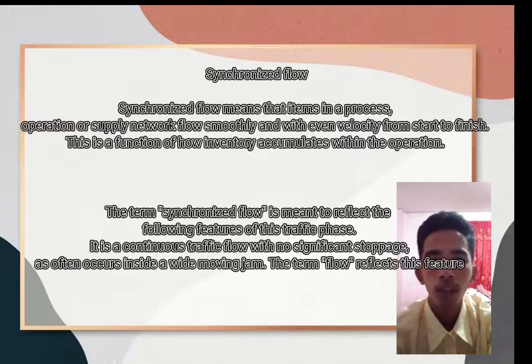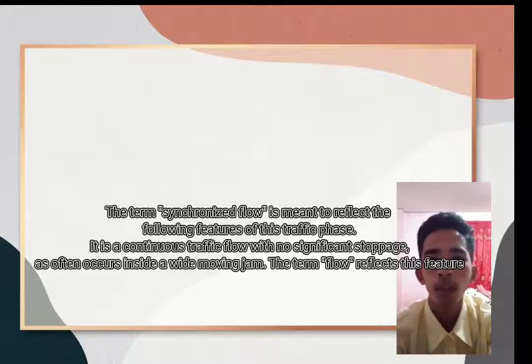Synchronized flow. Synchronized flow means that items in a process, operation, or supply network flow smoothly and with even velocity from start to finish. This is a function of how inventory accumulates within the operation, whether inventory is accumulated in order to smooth differences between demand and supply, as contingency against unexpected delays, or simply to batch for purposes of processing or movement.